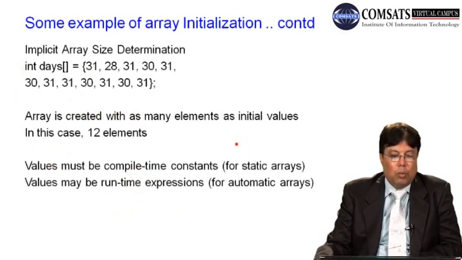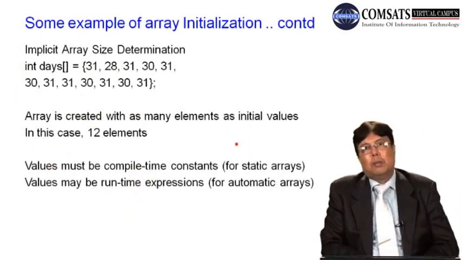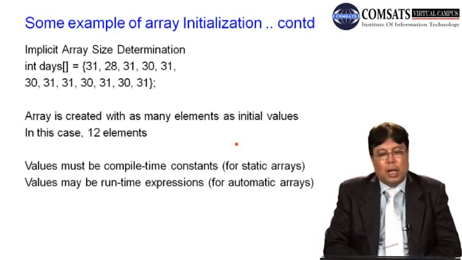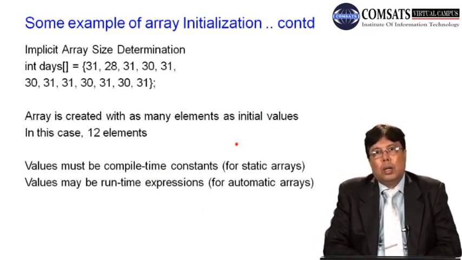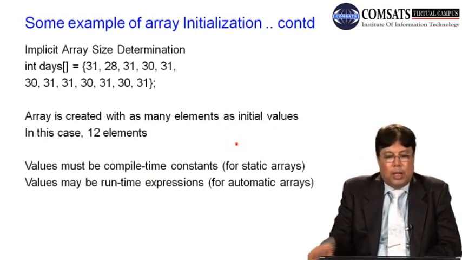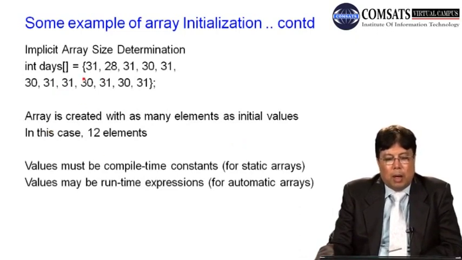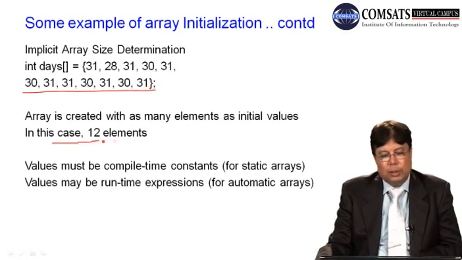I just may take a few more. Implicit array size determination. I had already told you these examples, but I didn't use the word implicit array size. This size, the compiler counts 31, 28, 31, 30, 31. The compiler will compute, and compiler says that it is 1, 2, 3, 4, 5, 6, 7, 8, 9, 10, 11, 12. So the compiler said that there are 12 elements. So the compiler will determine the size, and this determination of size is called implicit array size determination.